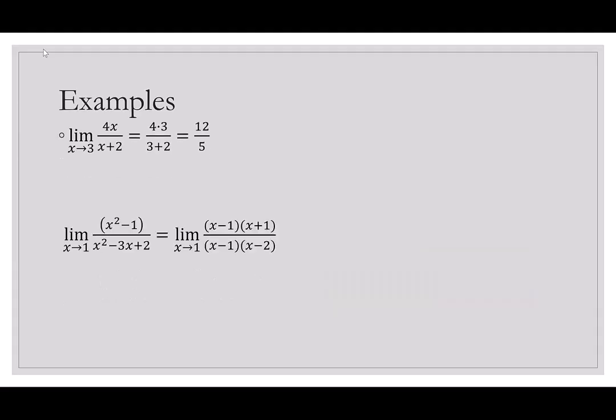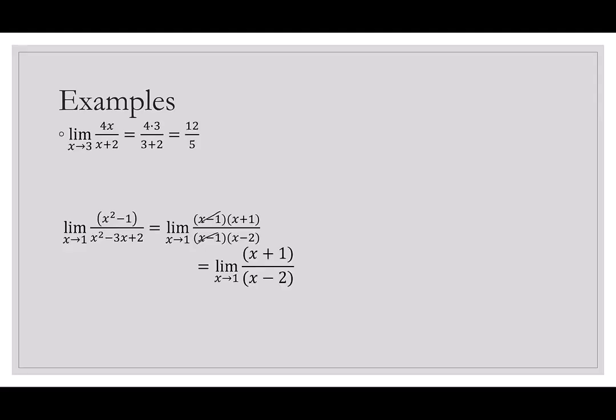So looking at it is factoring. X squared minus 1 is x minus 1 times x plus 1. X squared minus 3x plus 2 is x minus 1 times x minus 2. Notice I have an x minus 1 twice. I'm going to cancel. When I cancel, I have x plus 1 over x minus 2 remaining. Now I can plug in 1. 1 plus 1 is 2. 1 minus 2 is negative 1. And that gives me a value of negative 2.